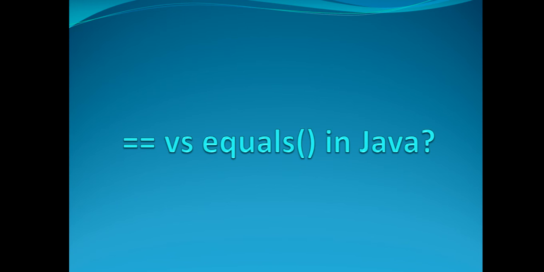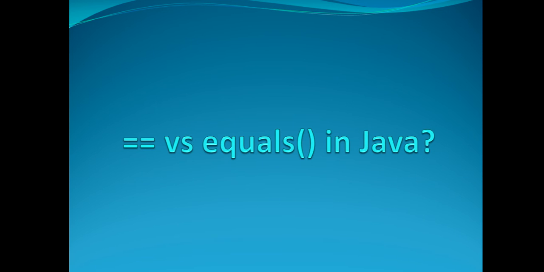Hi everyone. So today we will be seeing the basic difference between the equal to operator and the dot equals to method in Java. The reason I took this particular topic is because it has been asked in more than 90% of technical interviews for Java developers, and most people get confused by it, and this is a very simple topic.